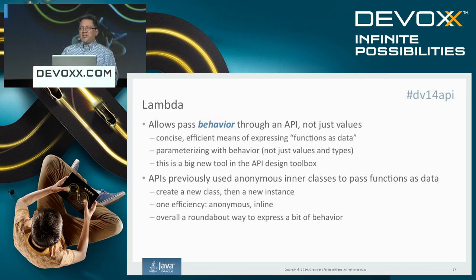Now, it's not really strictly new to Java because you could always do this with anonymous inner classes. But anonymous inner classes had so much other stuff going on with them. Lots of boilerplate, but also the necessity to create a new class and then create an instance of that class and do overriding and stuff. So while it was possible, it was really a very roundabout way to use anonymous inner classes just to express a little bit of behavior.